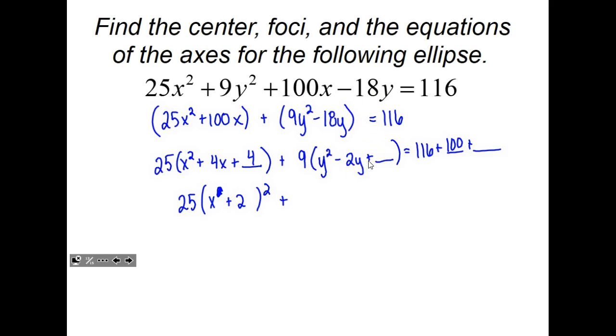And then for the second part, we're going to have (y minus 1) squared. And then 1 squared is 1, so we add the 1 here in this blank. But we do not add 1 over here. We have to do 1 times 9, which is 9. So we add 9 over here on this other side. So when we do 116 plus 100 plus 9, we're going to get 225 here. And so our very last step on this is to divide by 225 so that this equation will equal 1.